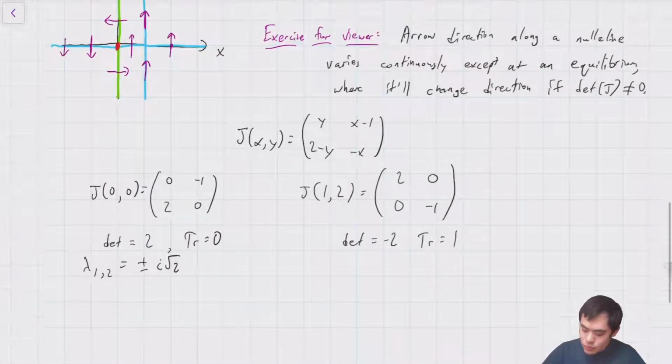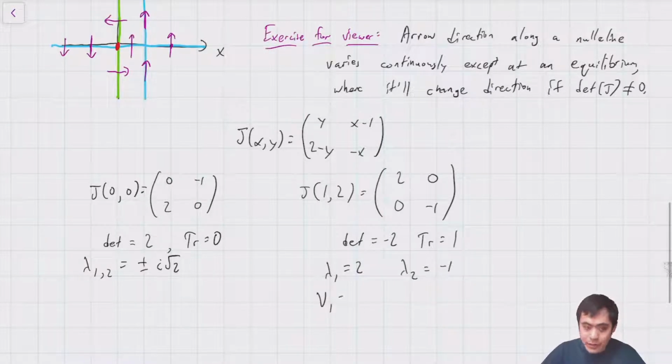And we have two eigenvalues. Lambda 1 is equal to 2, and lambda 2 is equal to minus 1. So we could also compute the eigenvectors. It's pretty easy in this case: (1, 0) and (0, 1).